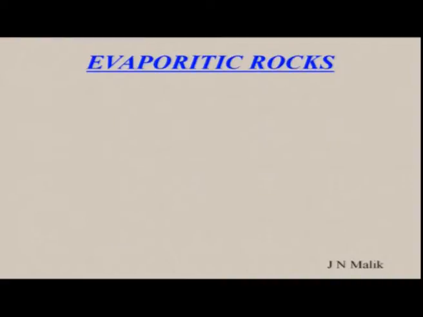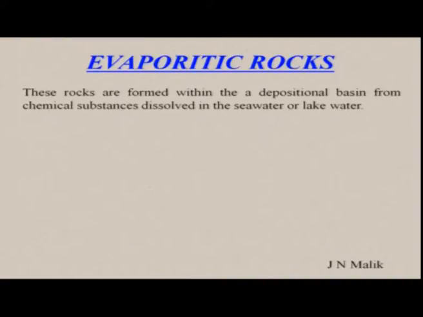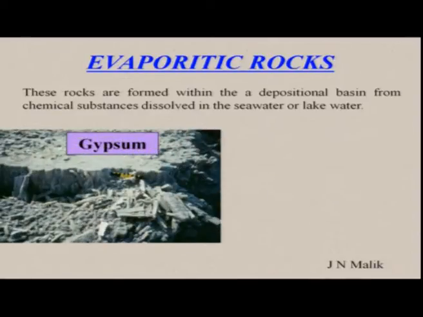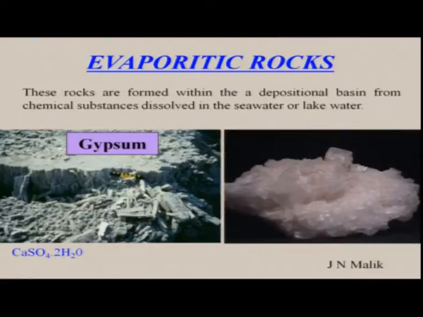Now, evaporitic rocks. These rocks are formed within depositional basins from chemical substances dissolved in seawater or lake water. One is gypsum; they are evaporites, so mostly seen in arid or semi-arid regions. And then we have halite.